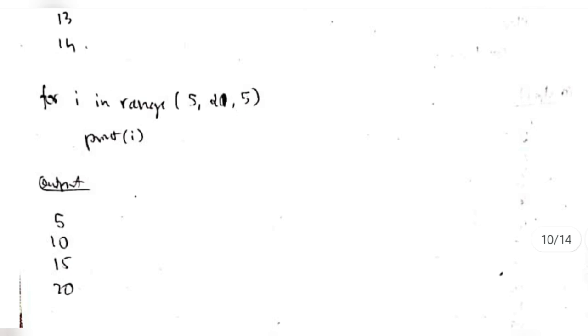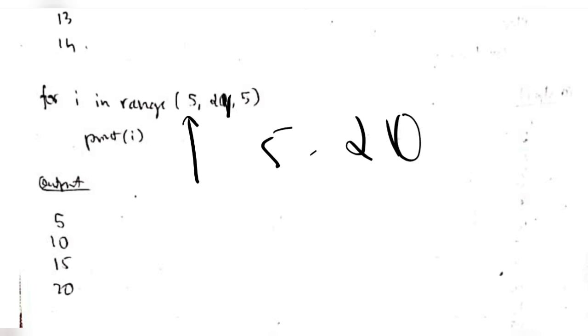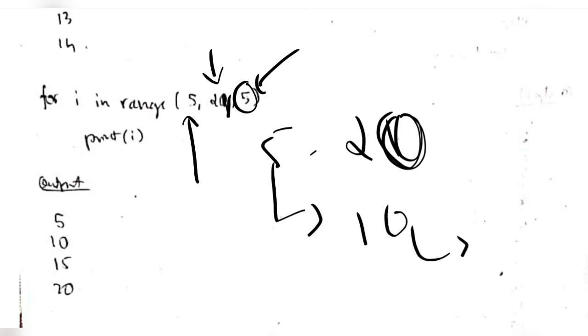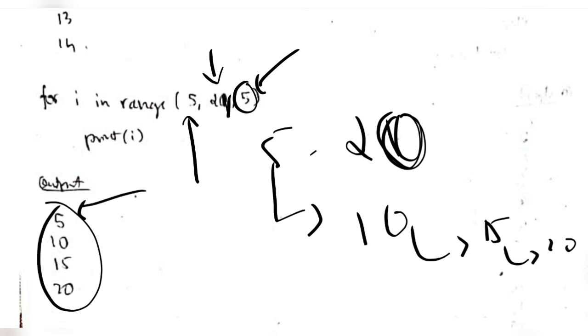And if you want some steps, it will start from 5 and here it is 21. Okay, 5 till 21, it should print not 21, but 20. Here I also have a third argument which is 5. 5 means it will take steps of 5: 5, then 10, then 15, then 20. So the output will be there with gaps of 5. That I can specify here.